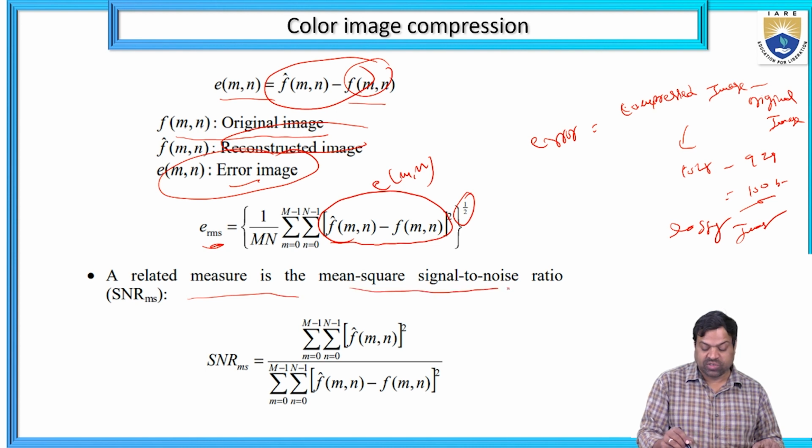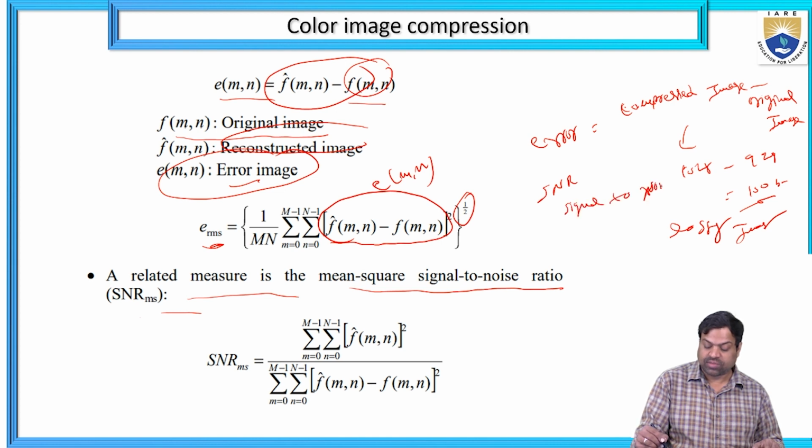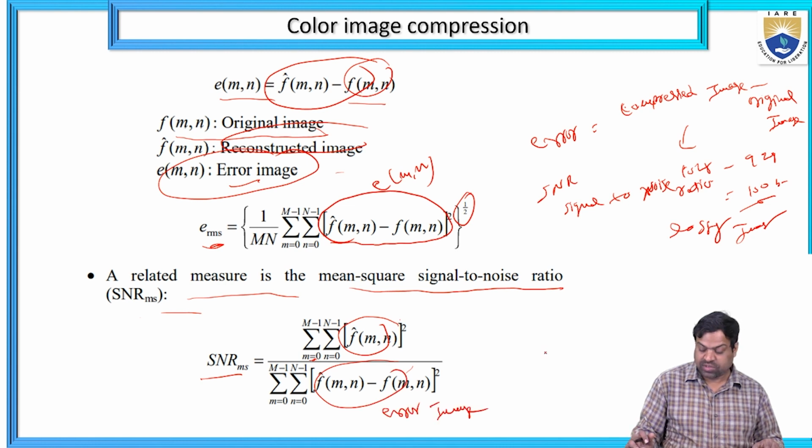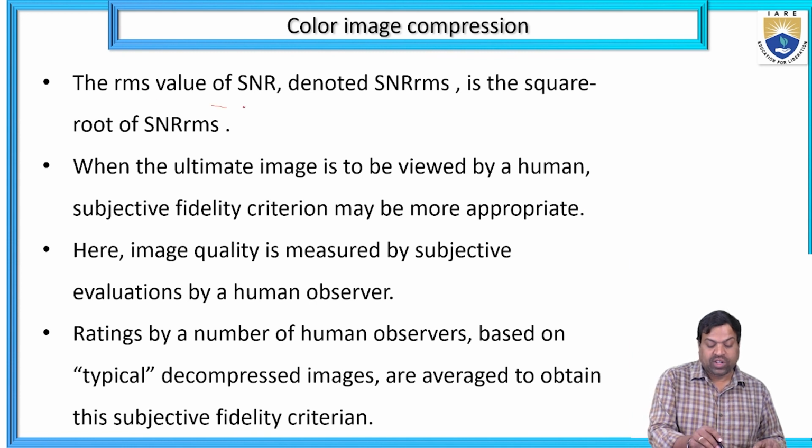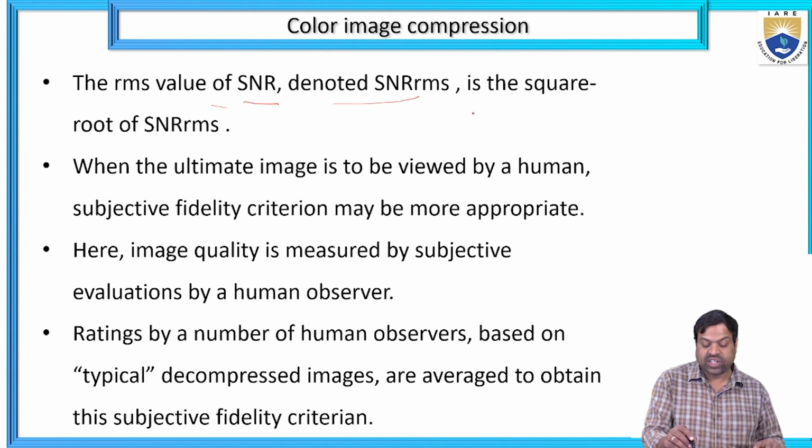A related measure is the mean square signal to noise ratio. So the SNR, signal to noise ratio, of RMS equals the summation m equal to 0 to M minus 1, n equal to 0 to N minus 1 of f dash of m comma n, the reconstructed image, with the total error value, the error image. The RMS value of signal to noise ratio, denoted as SNR RMS, is the square root of SNR RMS.